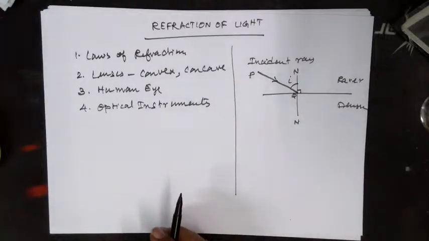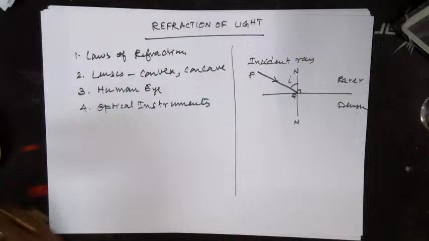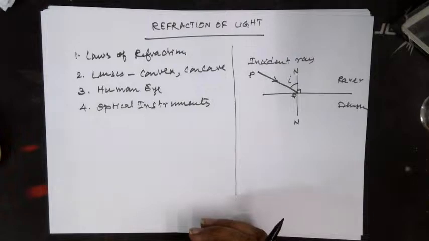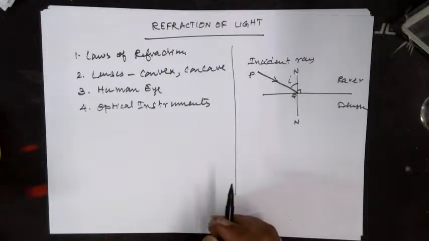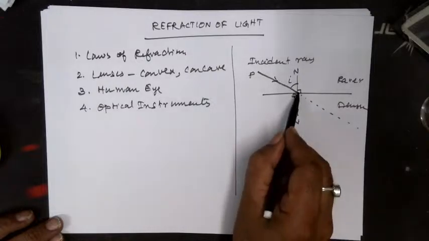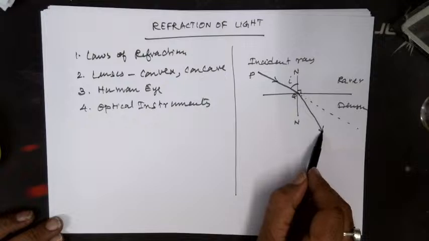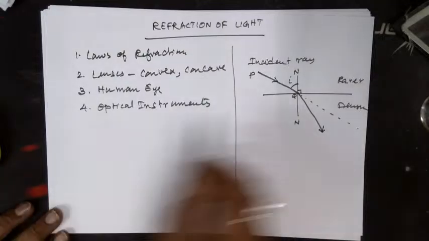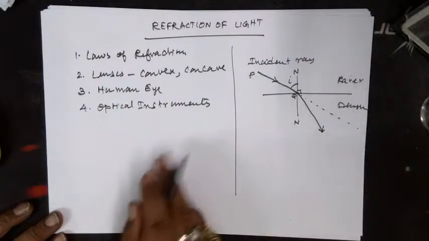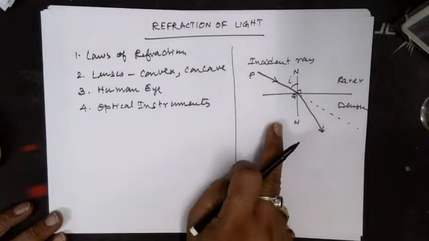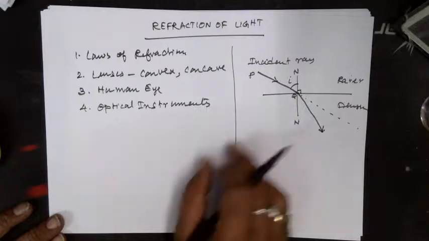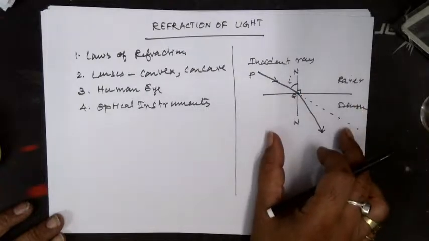Now this light gets refracted. So this light gets refracted means, instead of passing through this, it gets refracted like this towards the normal when it travels from rarer medium to denser medium. When it travels from denser medium to rarer medium, then it is refracted away from the normal. Now we are discussing the light direction from rarer to denser.